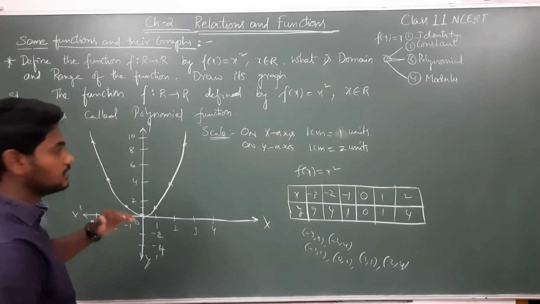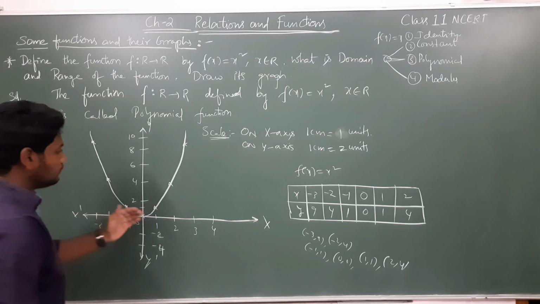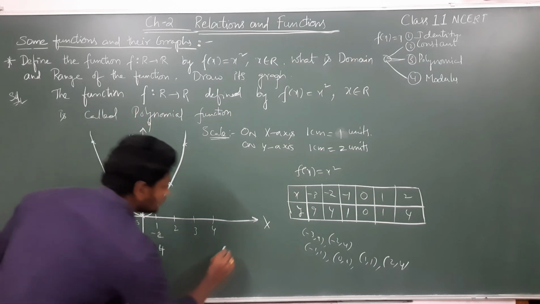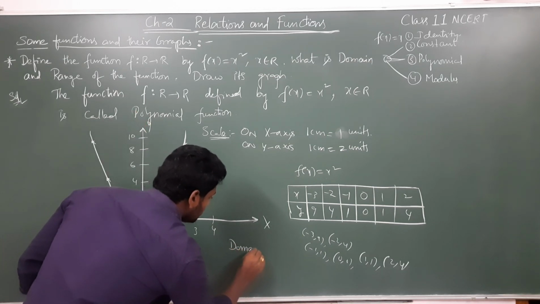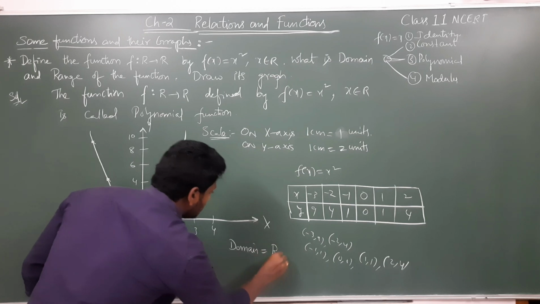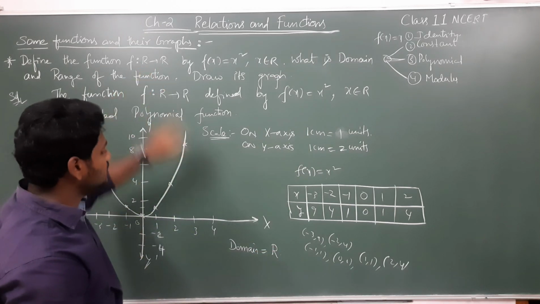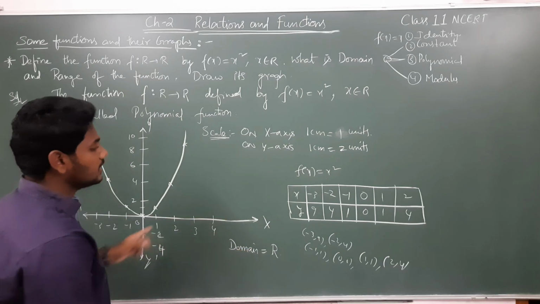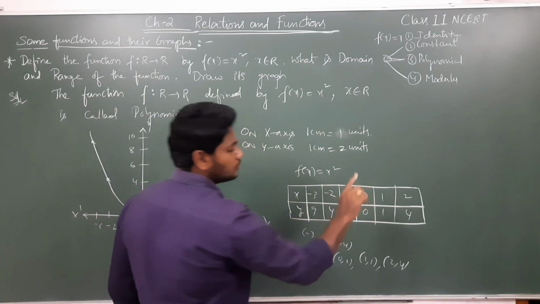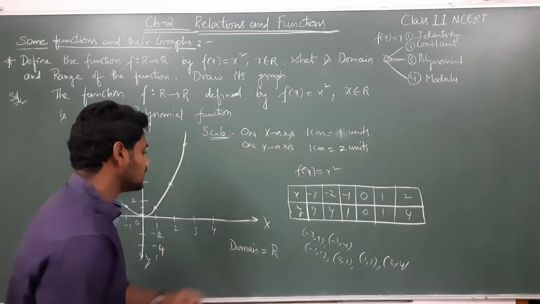So that we will discuss in further concepts. From this, what is domain? Domain of this function is R, because for that function, the first set is nothing but the domain. So domain is R. Absolutely, you can take any number: negative, positive, 0. So domain is R.